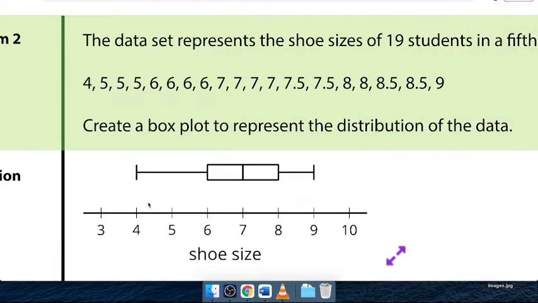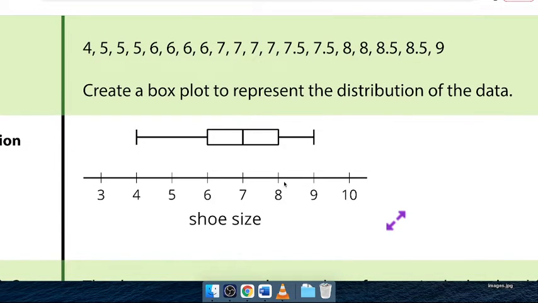If we go back to this, you'd be dropping a line at the 4, at the 9, and then at the 7, which is the median of the whole set of data. The median of the lower half of the data was a 6, and the middle of the upper half of the data was an 8, one of these 8s. So that's going over that one.